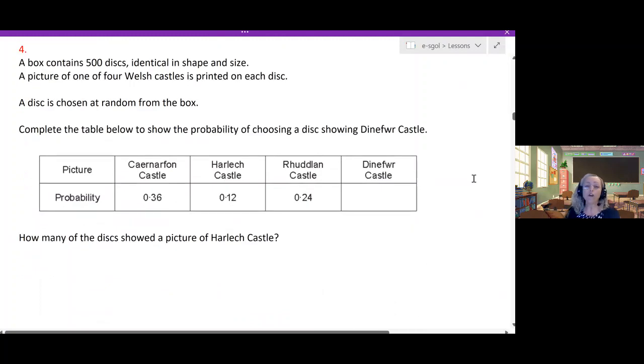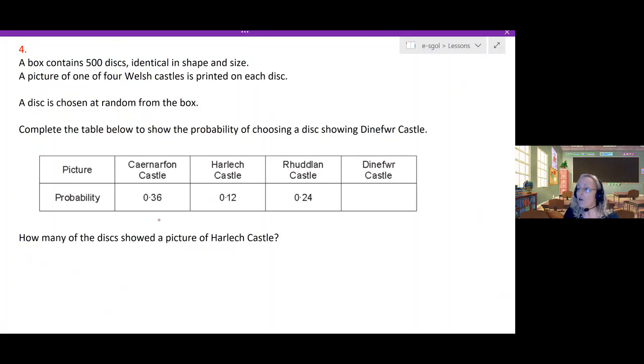So this is quite a common question, where you've got something like this and you've got to fill in the rest of the table. It says a box contains 500 discs, identical in shape and size. A picture of one of 4 Welsh castles is printed on each disc. A disc is chosen at random from the box. Complete the table below to show the probability of choosing a disc showing Dynevor Castle.